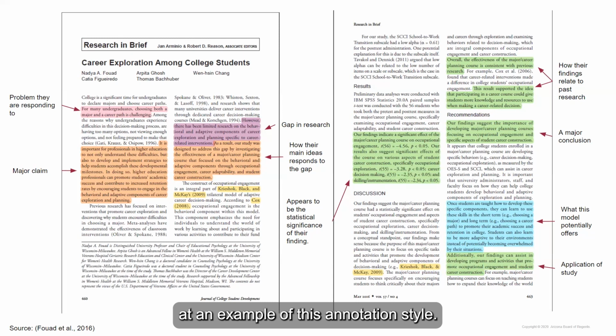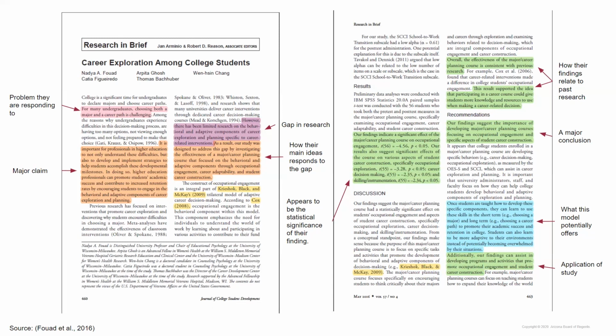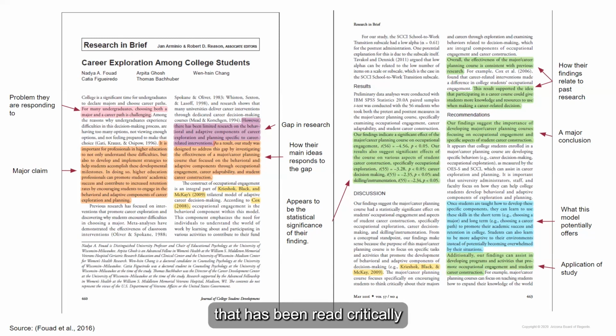Let's look at an example of this annotation style. This is an article that has been read critically and annotated. In this screenshot of the article, you can see that we have in orange the author's main ideas. Also see that we are doing more than just highlighting in orange. We are also taking notes. In blue here, we have an interesting idea highlighted and then our opinion on the idea.